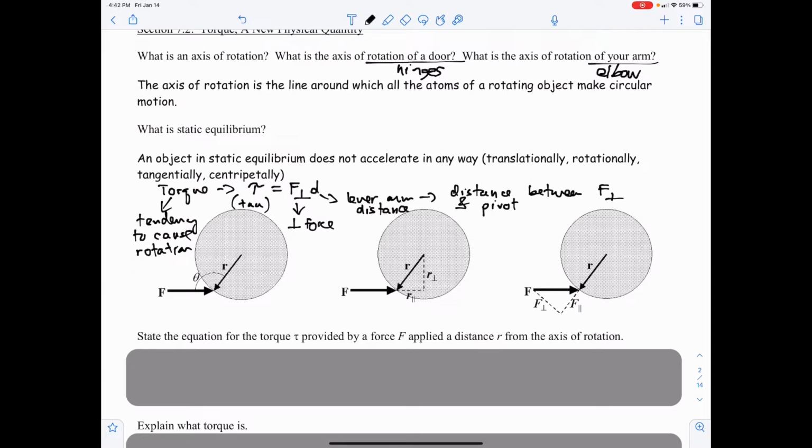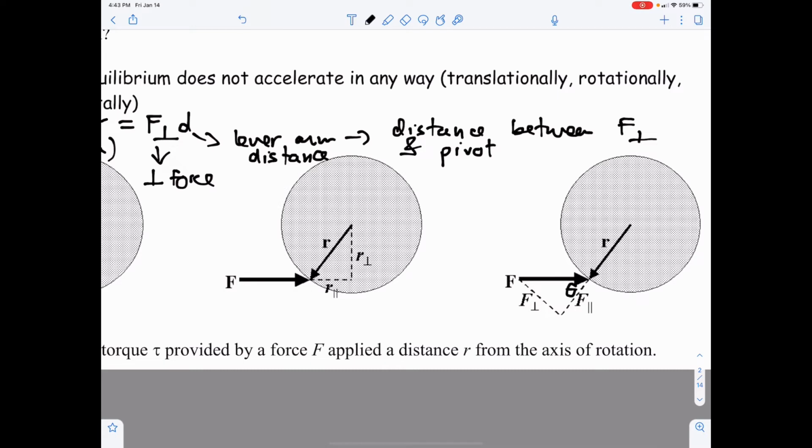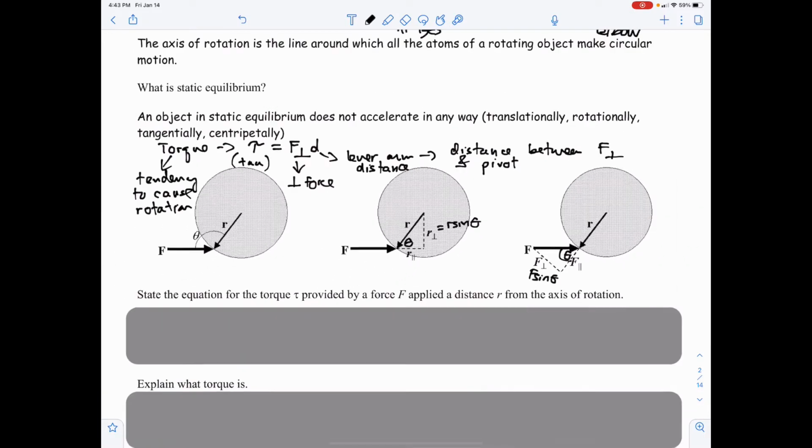Similarly, if we looked at, instead of r, the perpendicular component of r, that is what the force here is really pushing on. And so either way, here's the angle theta, here's the angle theta. This would be r sine theta. This would be F sine theta.